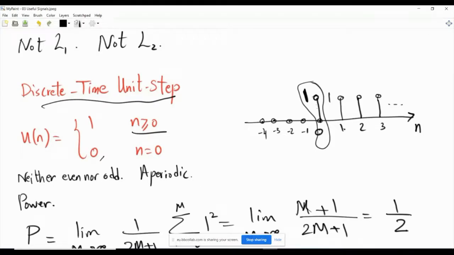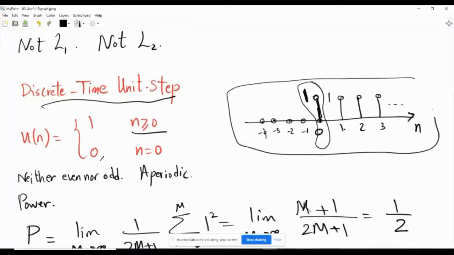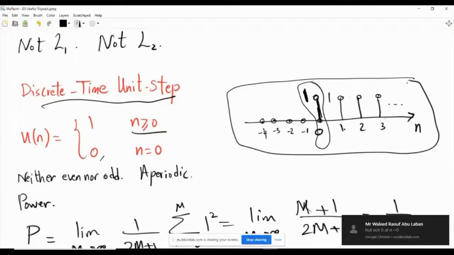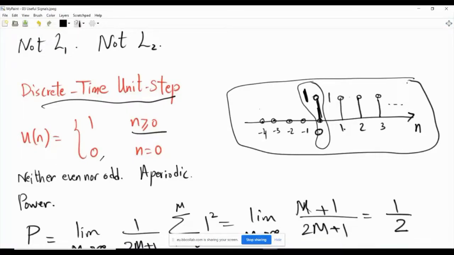So basically, in the slides I sent you, this value was missing. It is equal to 1 at n equals 0. I emphasize it is 1. It must be 1. Again, these things will matter when you compute the discrete time Fourier transform and so on. It's different. So this one is defined to be 1 at n equals 0.